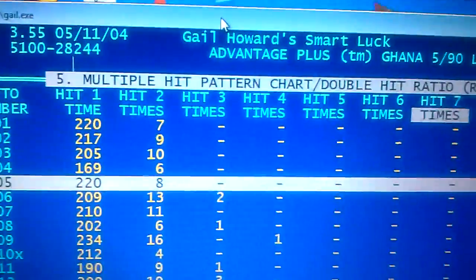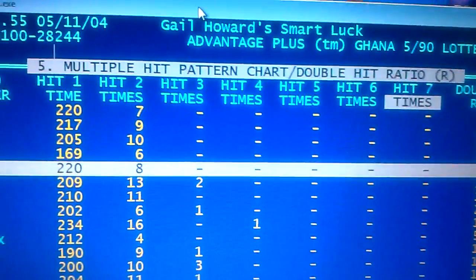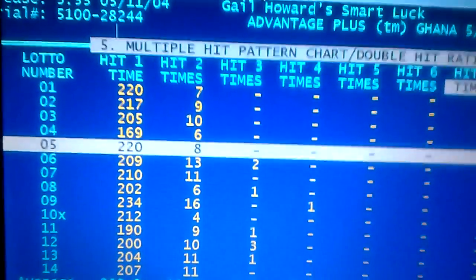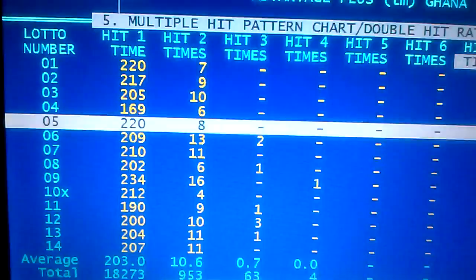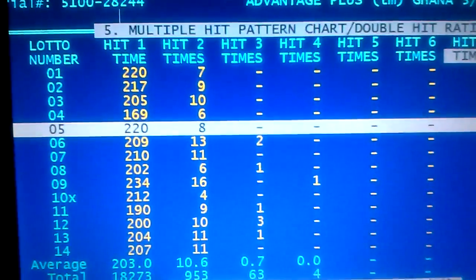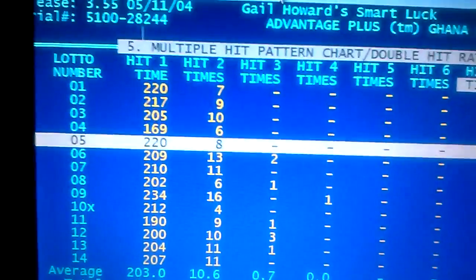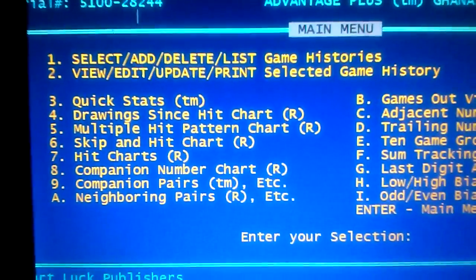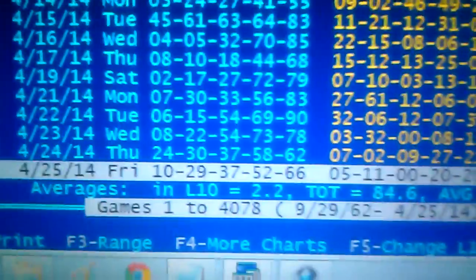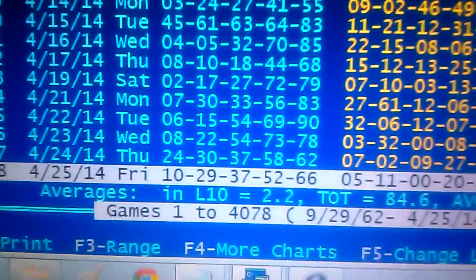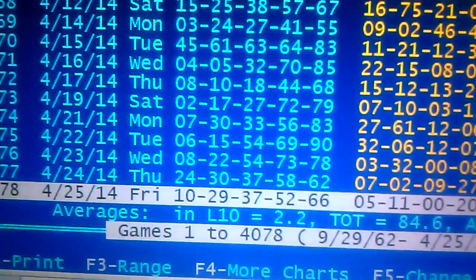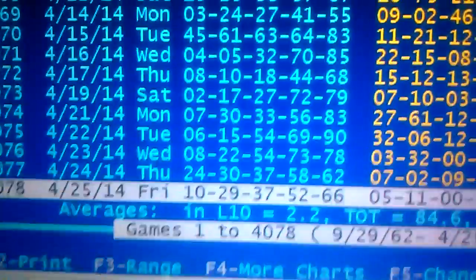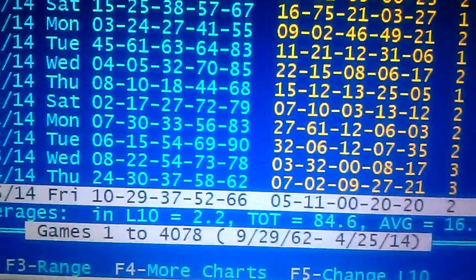But this chart, the multiple hit pattern chart, double hit ratio chart, which is chart number 5, is used to look at the numbers from the previous drawing. So if I'm going to use this chart, I'm going to look at the numbers that were drawn today, April the 25th. These are the lottery numbers I would be looking at to see how they performed as far as repeating in the next drawing.